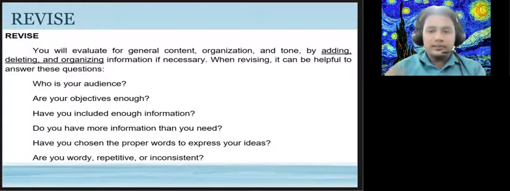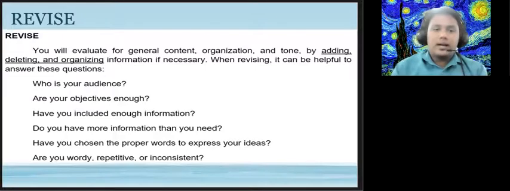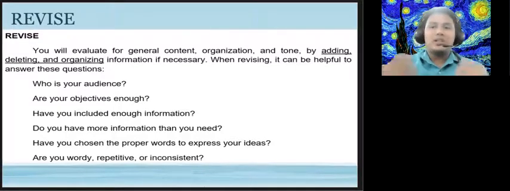Who is your audience? That's first. Are your objectives enough? Have you included enough information? You are not going to include these questions in the survey questionnaire. These are the answers that you should have. Question yourself and you must have an answer to it for you to know that your survey will be completely functional. Again, who is your audience?